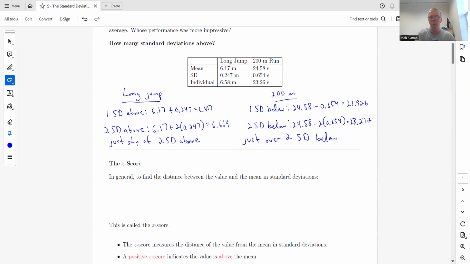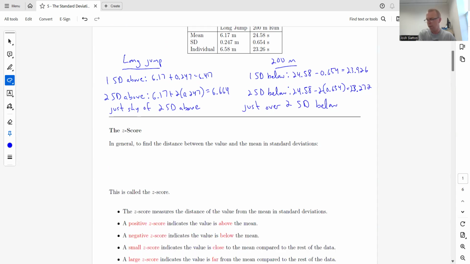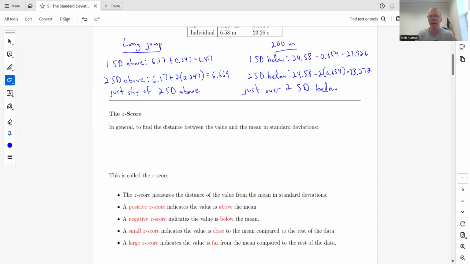So this is called the z-score. What the z-score does is it finds the exact distance between the value and the mean in standard deviations. And so we have a formula that we can use. So z equals x minus, now we're going to use this Greek letter mu, and we're going to use this Greek letter sigma. So in this case, z, of course, is the z-score. X is going to be a data point. So an exact, precise individual data point.